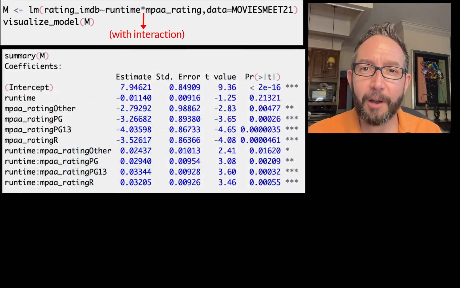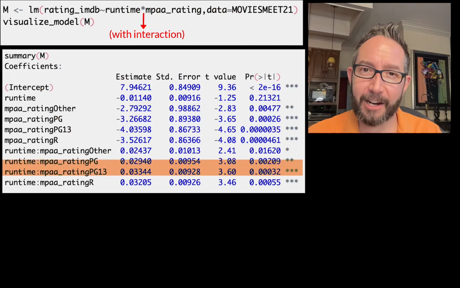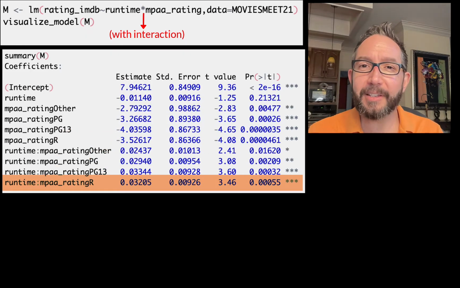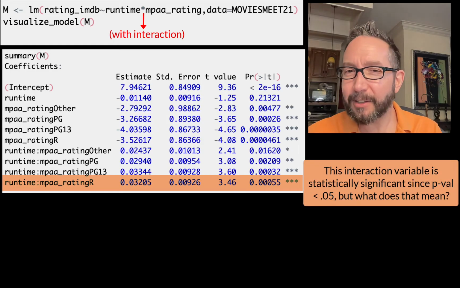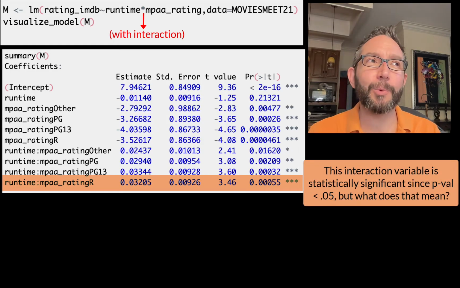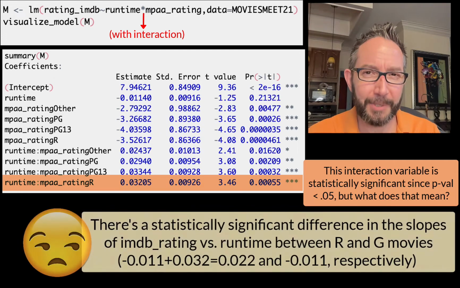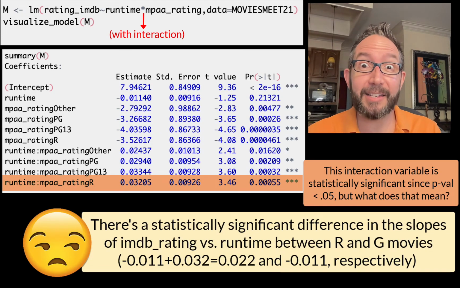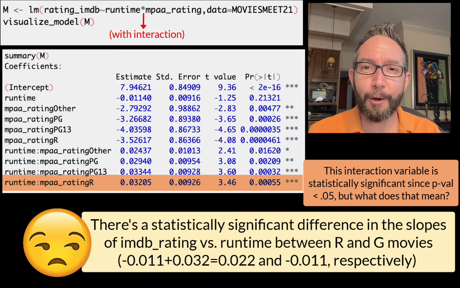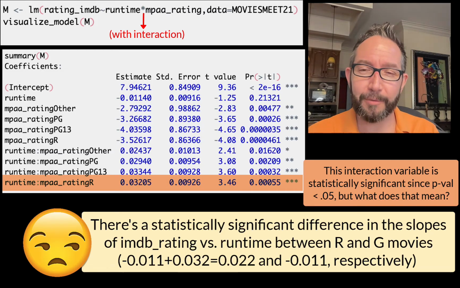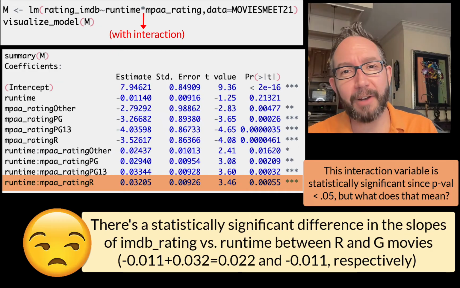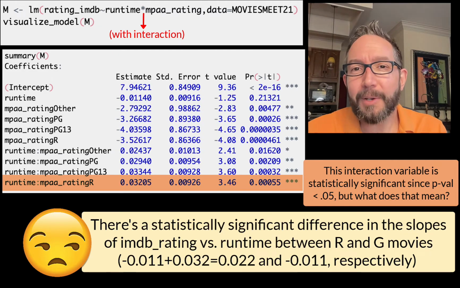So first, let's hone in on the coefficient of the interaction term runtime versus the R-rated movie here. So we see an interaction term of 0.032. We find that it's statistically significant, but what is that telling us? Well, it's telling us something really, really specific. It's letting us know that there is a statistically significant difference in the slope between R-rated movies and our reference level, which was G-rated movies. So R-rated movies, G-rated movies, different slopes. Yeah, we kind of already knew that.